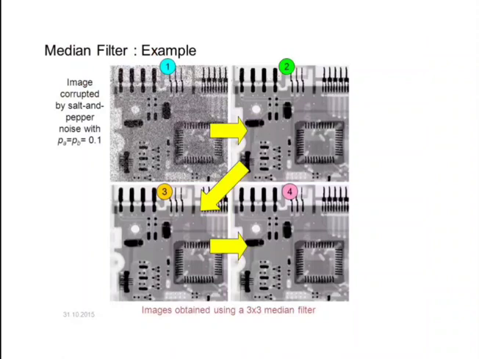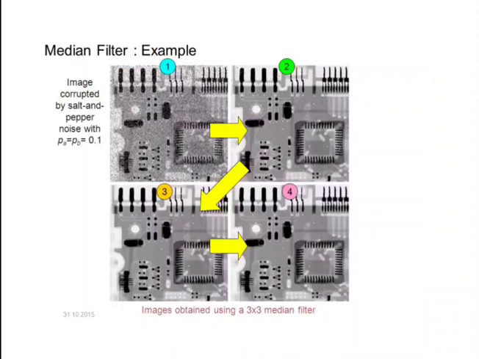Next topic is order statistic filter. Order statistic filters are non-linear spatial filters whose response is based on the ordering or ranking of the pixels contained in the image area encompassed by the filter, and then replacing the value of the center pixel with the value determined by the ranking result.